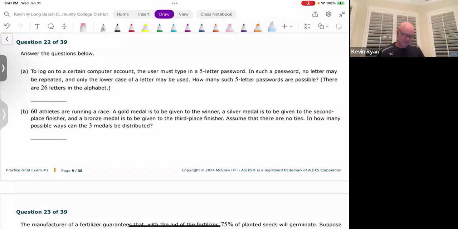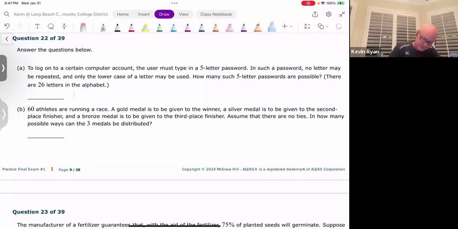To log on to a certain computer account, the user must type in a 5-letter password. In such a password, no letter may be repeated, and only the lowercase of the letter may be used. How many such 5-letter passwords are possible? So the order does matter in this case. So this is going to be 26 permutation 5.